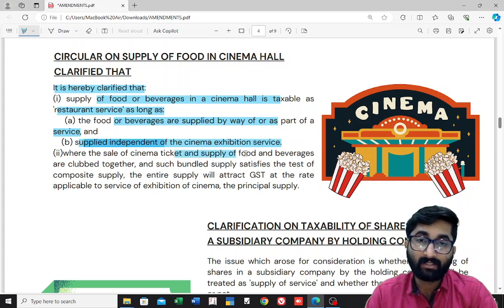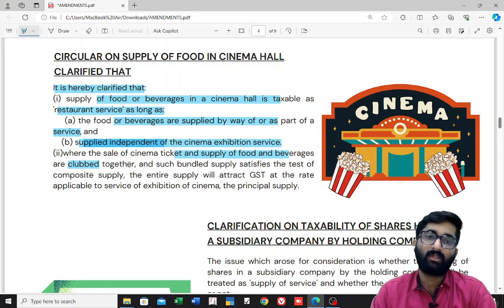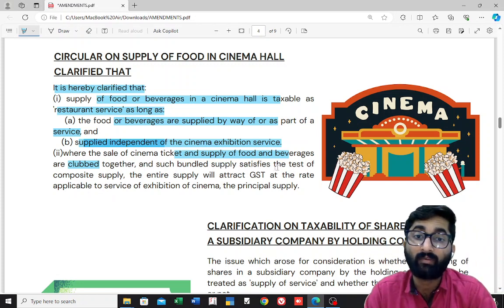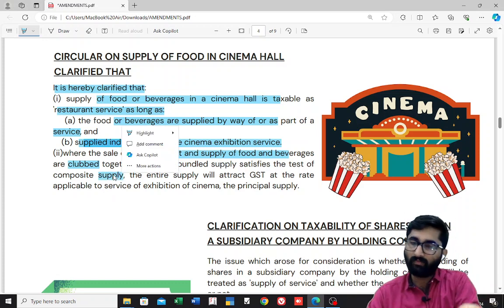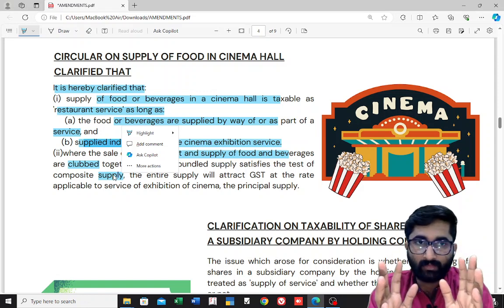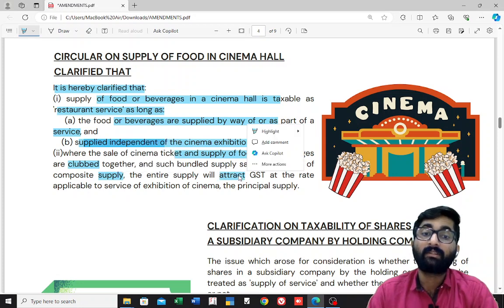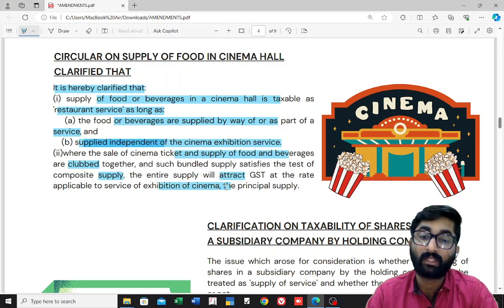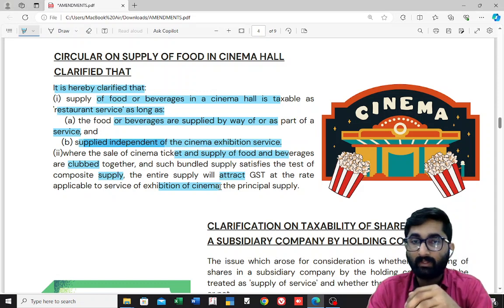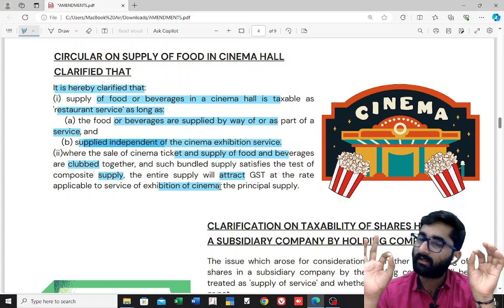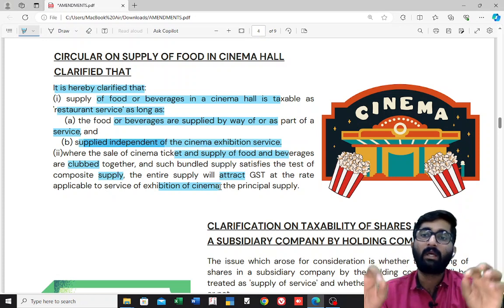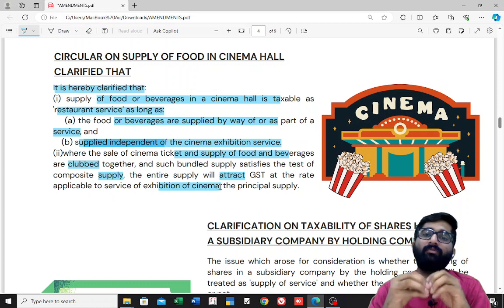Where the sale of the cinema ticket and the supply of food and beverages are clubbed together, and such a bundle of supply satisfies the test of composite supply, the entire supply will attract GST at the rate applicable for the services of exhibition of cinema. Why? Because we go to the cinema hall not to eat popcorn but to watch cinema. Cinema is the principal supply, and its rate applies for the entire amount. So this is about some clarification of food in the cinema hall.